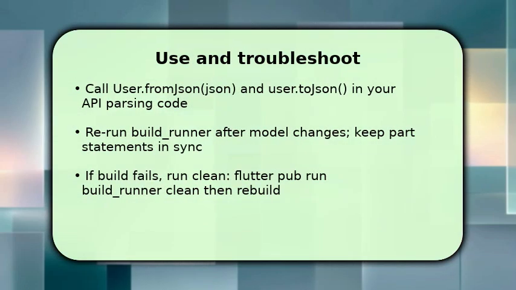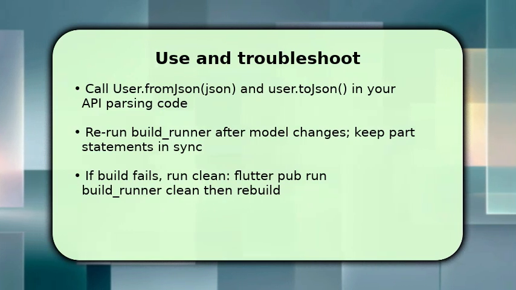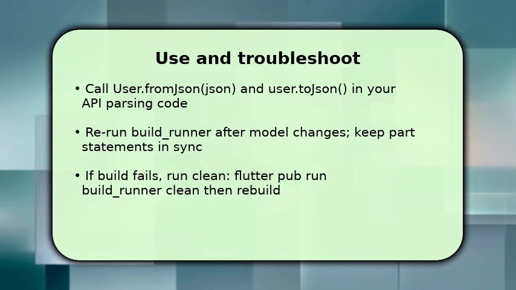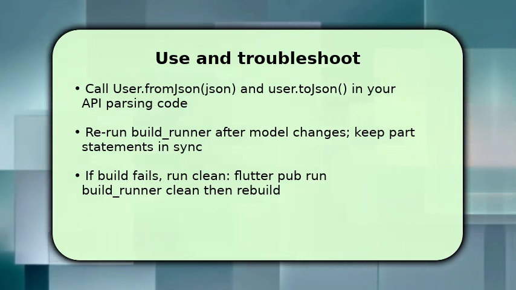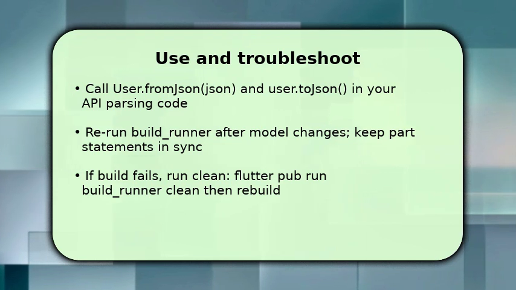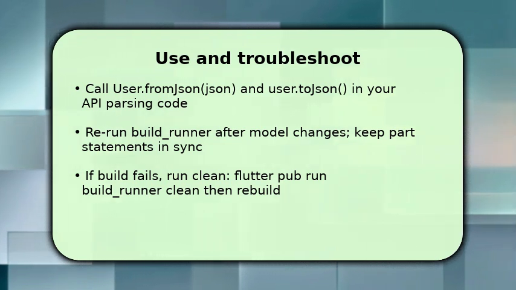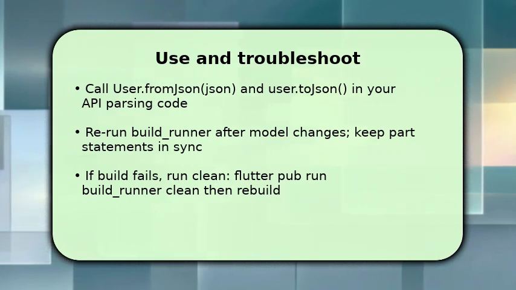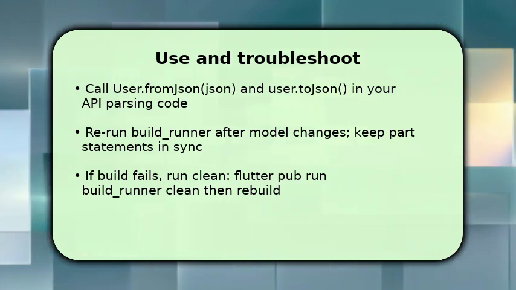You integrate generated code by calling User.fromJson(response.body) and sending user.toJson() when posting data. This avoids manual maps and reduces bugs. Once done, every time you change fields, run build_runner again so generated files stay current. Make sure part directives match file names.